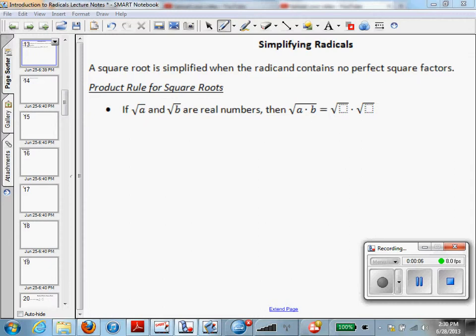A square root is simplified when the radicand contains no perfect square factors. The product rule for square roots: if the square root of a and the square root of b are real numbers, then the square root of a times b is equal to the square root of a times the square root of b.